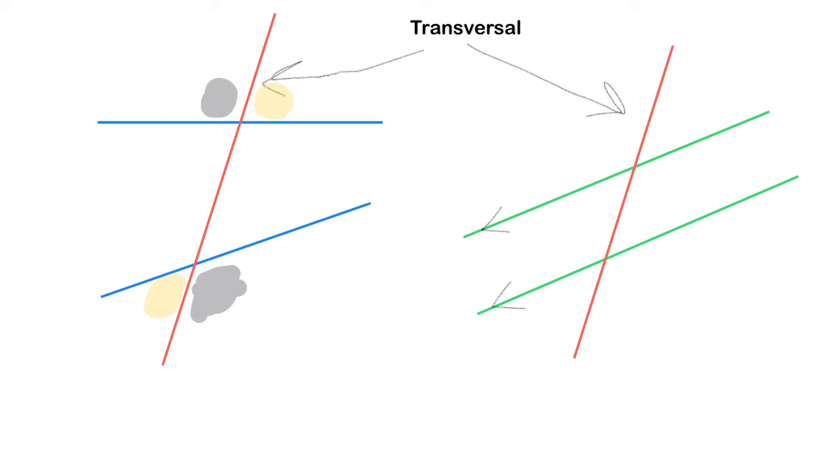On the other side, here's one exterior angle. So its partner would be this angle down here. And then another one would be here and here. Those are alternate exterior angles.